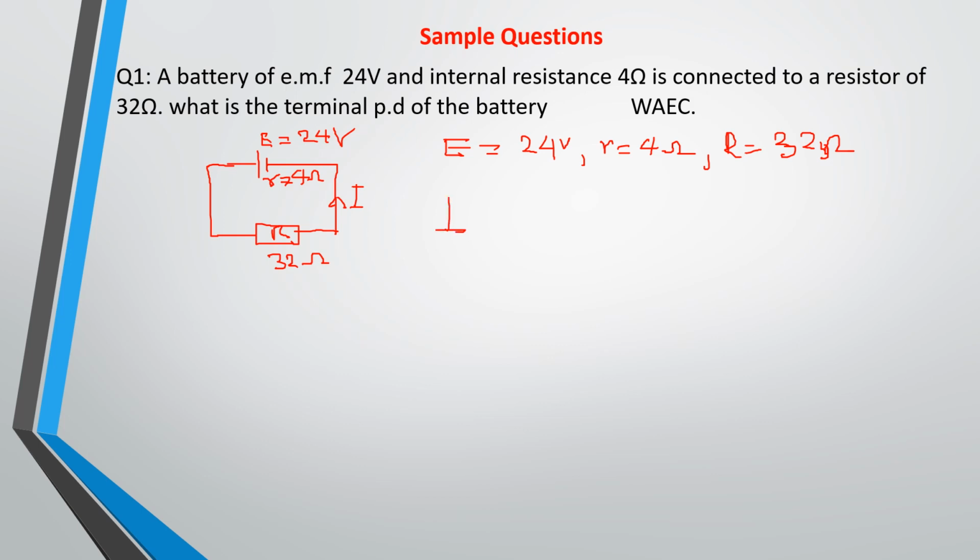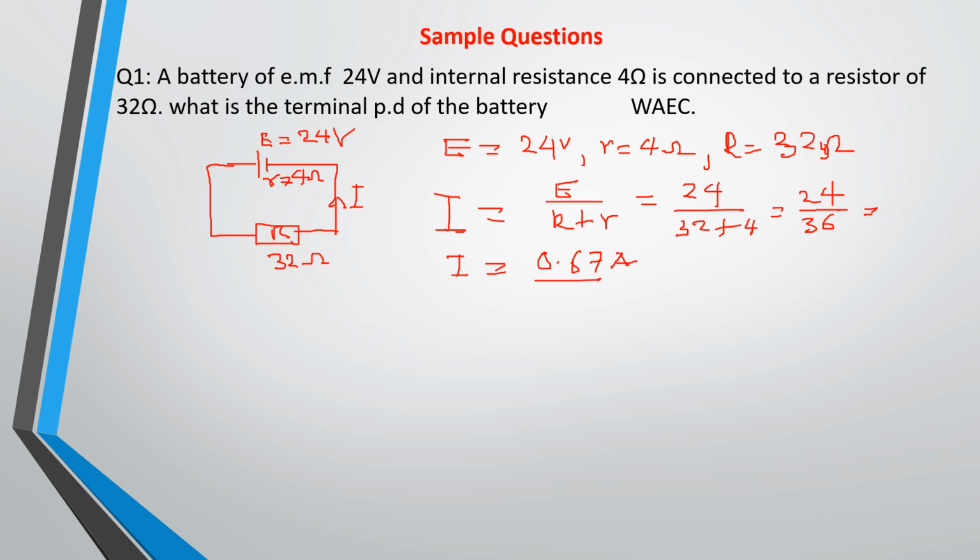So from the equation we got before, current is equals to E over R plus small r. So if you substitute into this equation, from all the values we have, 24 all over what? 32 plus 4. So I think that gives us 24 over 36. Okay, so by the time you do your division out, you are going to have that I will be equals to what? 0.67 amp. So this will be your current.